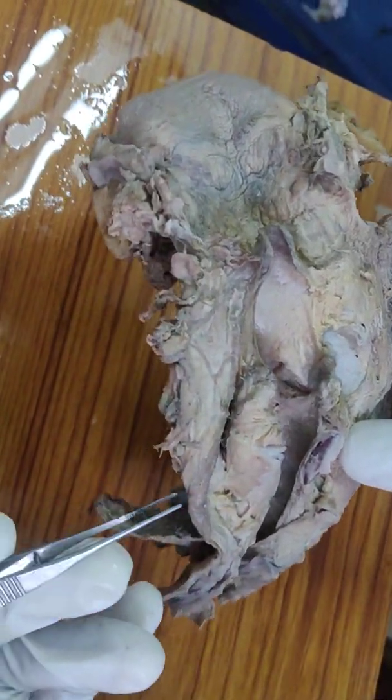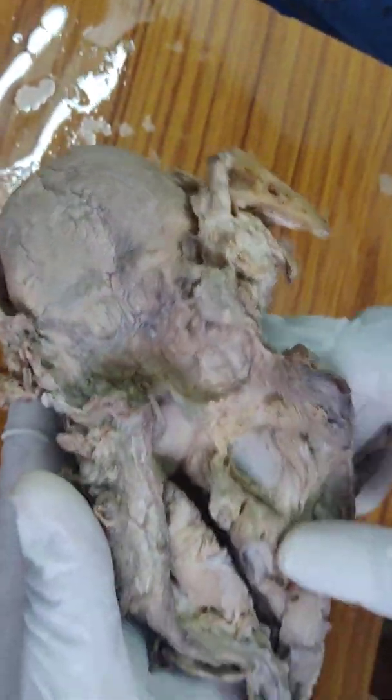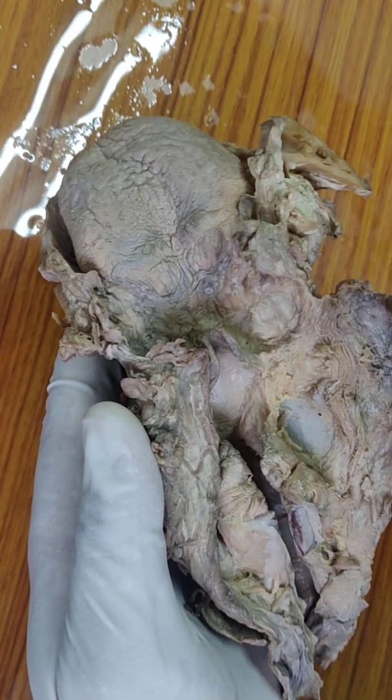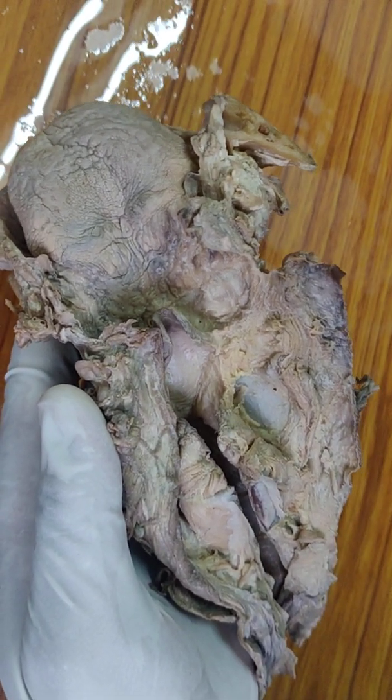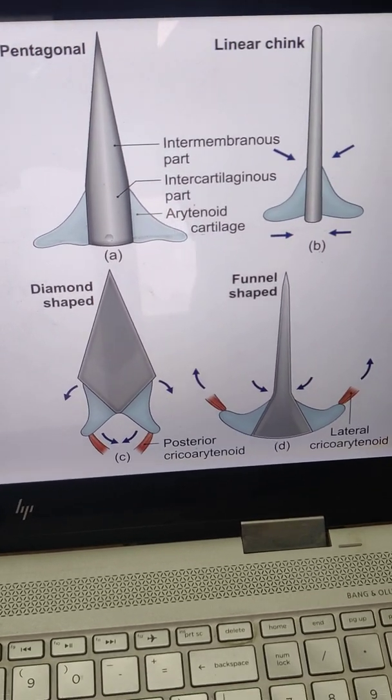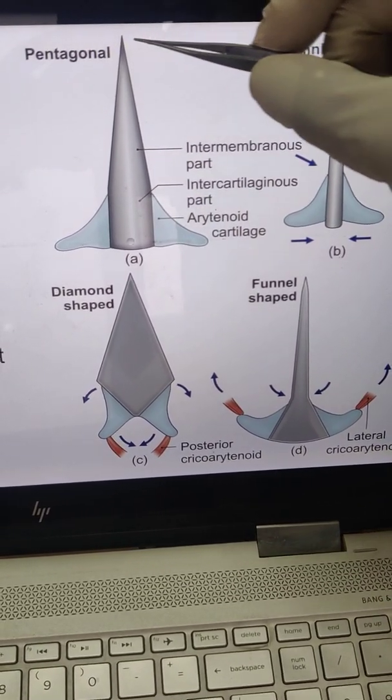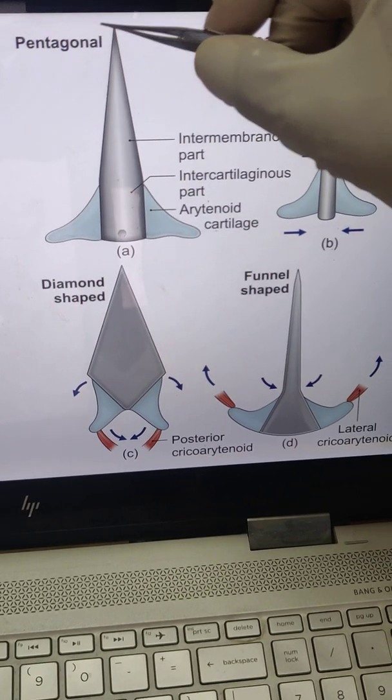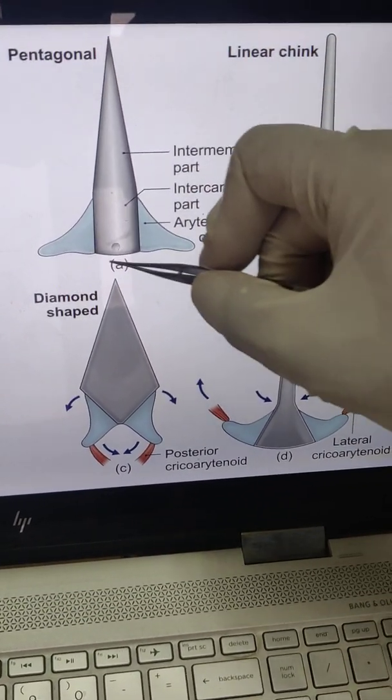So the vocal fold generates the sounds. The shape of the rima glottidis in quiet breathing is pentagonal.